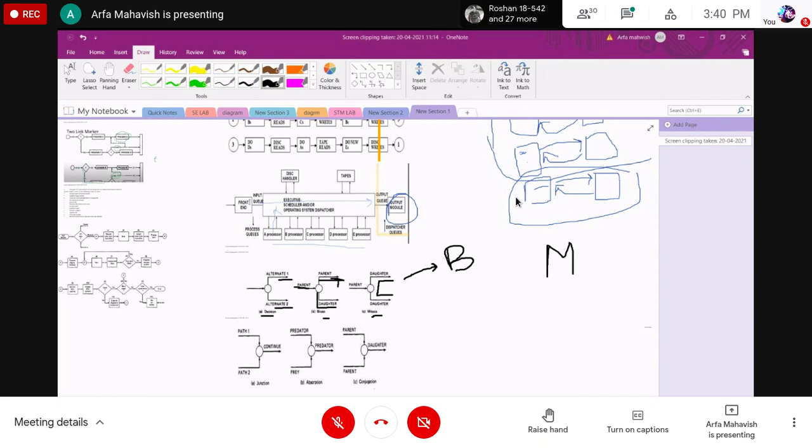In that we have different types of things: testing, database, executions, everything. So here we will look at that.